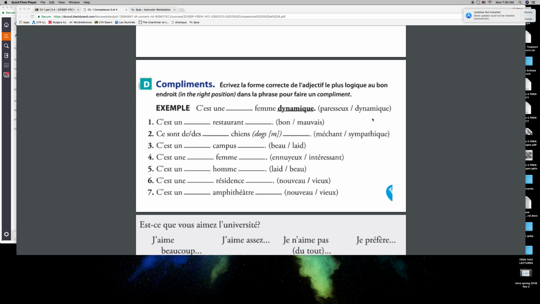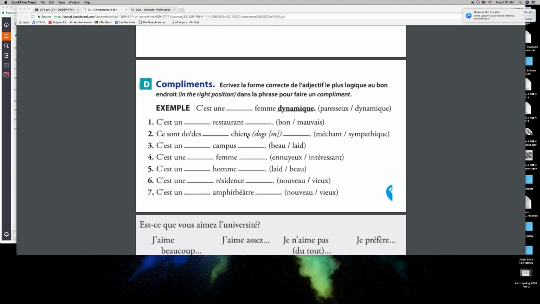So femme dynamique, it's a complement, right? C'est une femme dynamique, it's a dynamic woman. So it ends with an E, fine. Restaurant, bon, it's a complement. This one goes here, bon restaurant. And we use the masculine adjective, right? So the dogs are nice, sympathique. It's too long, it goes in the back. Ce sont des chiens sympathiques. And you need an S because there's more than one dog.